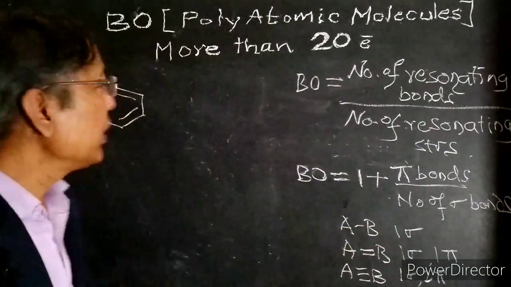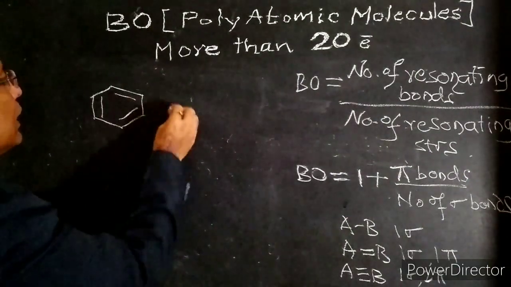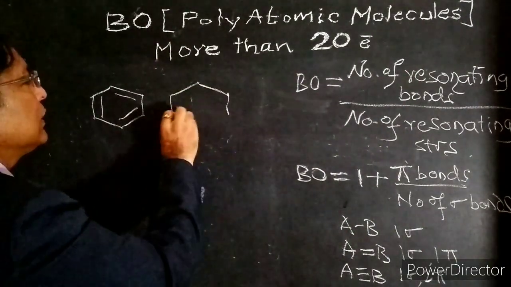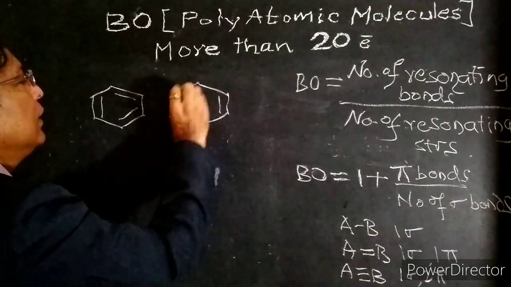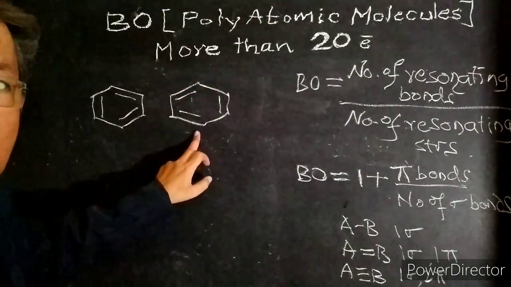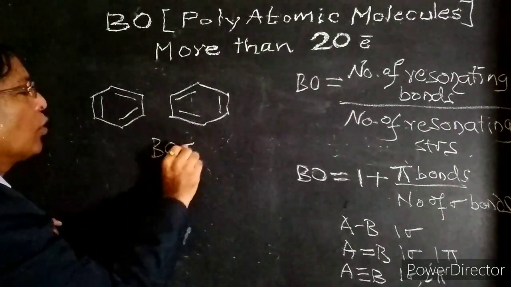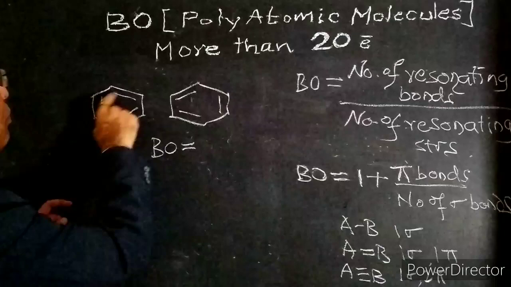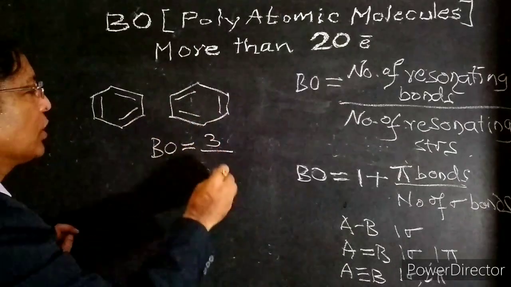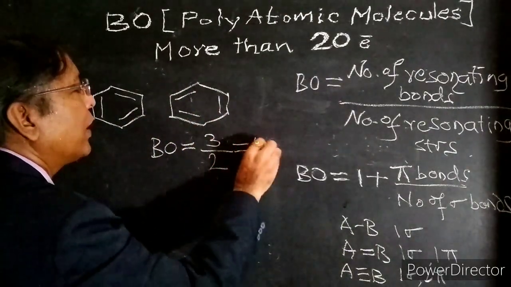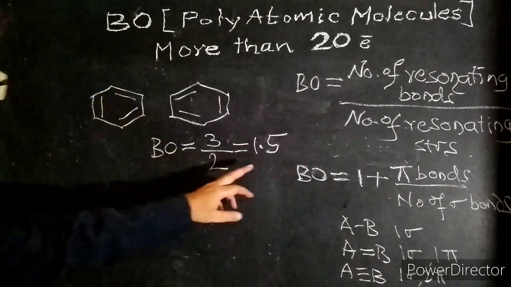Now let us find the bond order in case of the benzene molecule, that is C6H6. This is the first structure and resonance takes place. The double bonds will resonate and you will get a structure like this. These are the possible 2 resonating structures in case of benzene. Now let us use the theoretical formula. Bond order equal to number of resonating bonds. How many bonds are involved in resonance? 1, 2, 3. 3 divided by how many resonating structures are there? 2. That is equal to 1.5. Therefore, the bond order in case of benzene is 1.5.